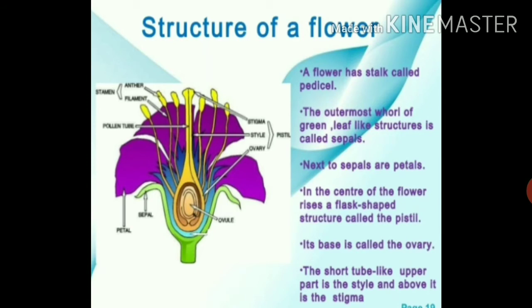So I already explained to you that flower is the reproductive part of a plant. It means that petals, which are collectively known as corolla, are generally bright colored, scented and surround the inner part of the flower. Now, in the center of the flower rises a flask-shaped structure called the pistil. Its base is called the ovary. The short tube-like upper part is the style and above it is the stigma.